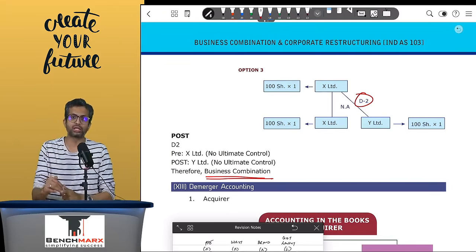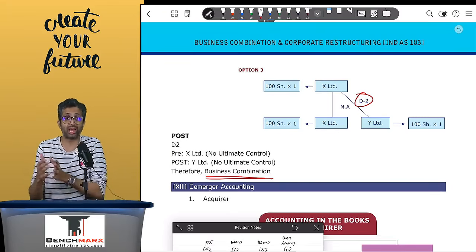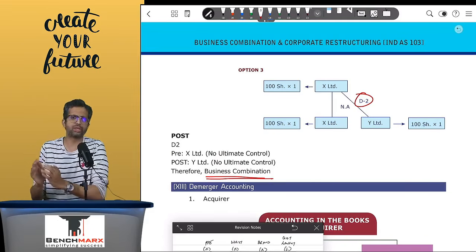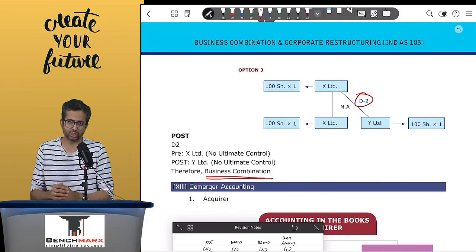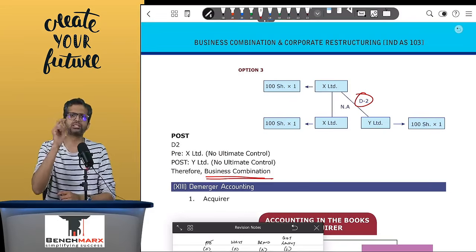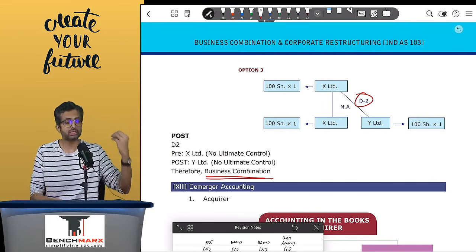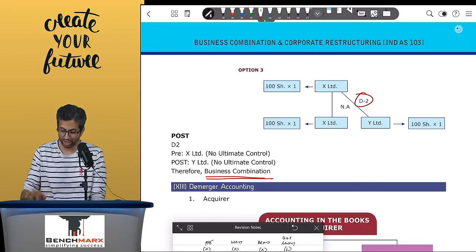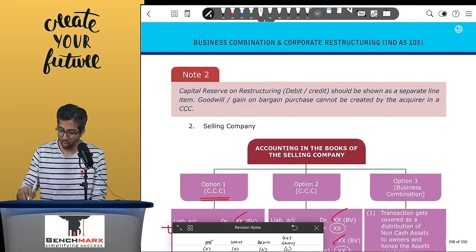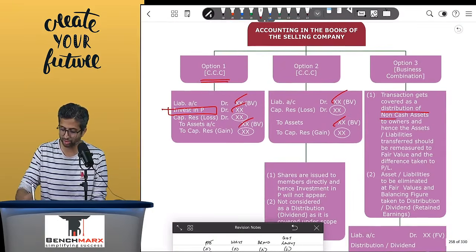And under that guidance, what will you do? You will remeasure the assets, you will remeasure the liabilities at fair value, take the difference to the profit and loss account if nothing else is given, and then derecognize those. Once you derecognize it, the balancing figure typically goes in as a capital reserve. However, here this is a distribution of non-cash assets to the owners, in which case it will go to a distribution which is a part of retained earnings. So if I go to the selling company's books, what happens in this case is you will remeasure. Transaction gets covered as distribution of non-cash assets to owners.